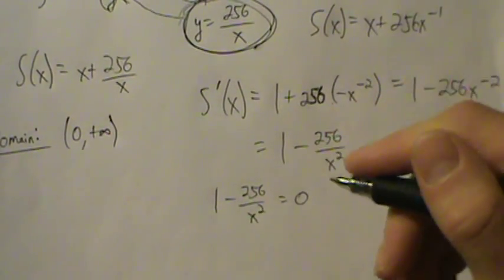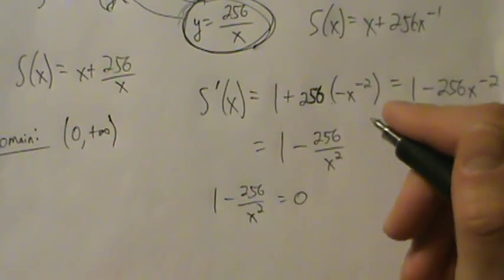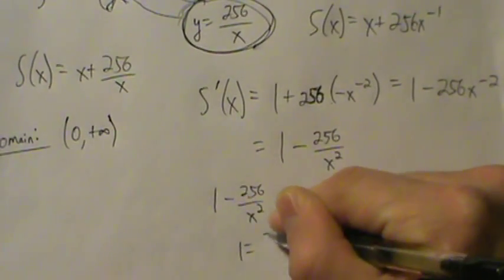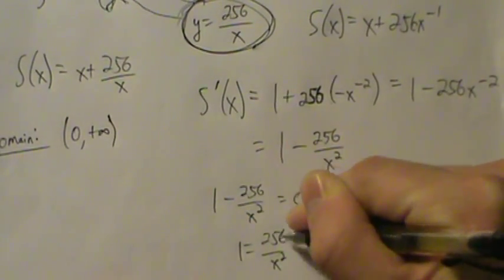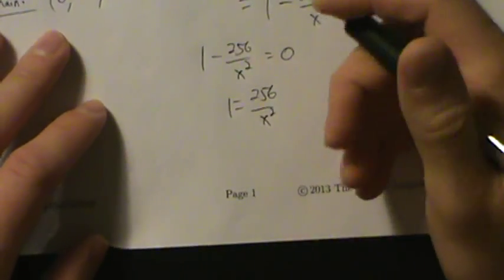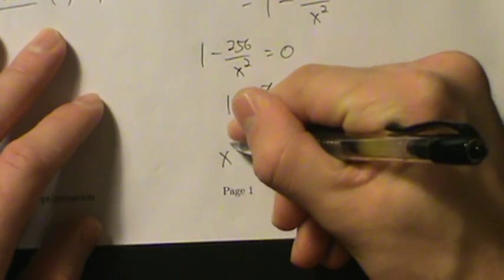So now we find the critical points. Set this equal to 0 and solve for x. There are a lot of different ways to approach that. Let's do it like this: 1 equals 256 over x squared. Multiply both sides by x squared. In general, you have to be very careful about that. Make sure you're not multiplying everything by 0.